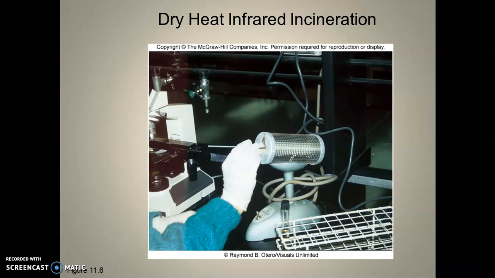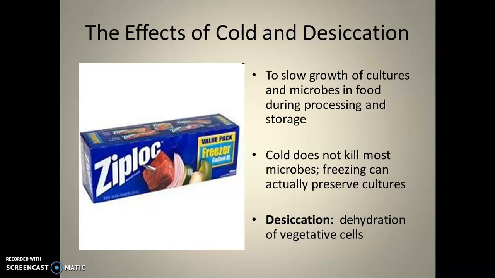Another method of dry heat is using infrared radiation. So this is an infrared incinerator. It's putting a loop into and exposing it to infrared radiation, which will remove microbes from that loop in that way. So again, it's not everything we use can we just light on fire with a Bunsen burner.